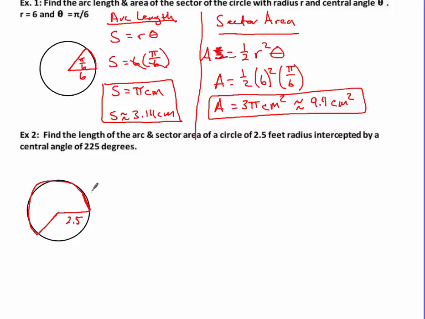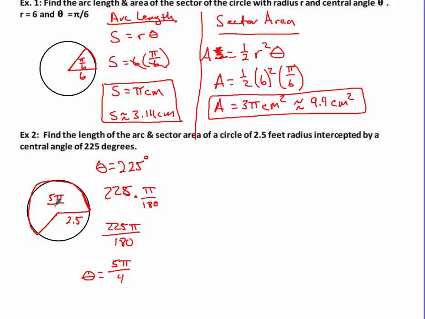But remember, we said to do our formula, our theta needs to be in radians, right? So right now it's 225 degrees. To switch it to radians, we do 225 times pi over 180. That gives us 225 pi over 180, which you can reduce pretty easily to 5 pi over 4. So that's what theta equals, and that's what this angle measurement is. So if we want to find our arc length, r times theta, arc length equals 2.5 times 5 pi over 4.